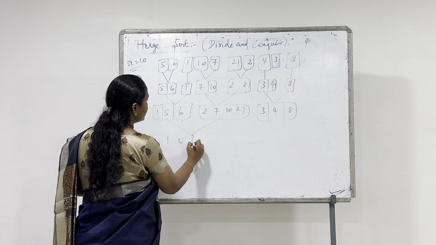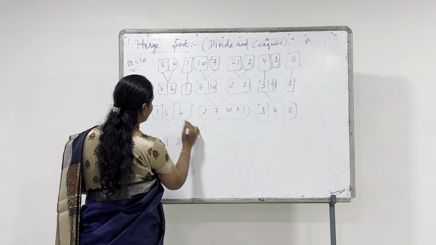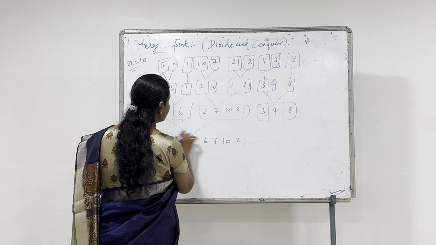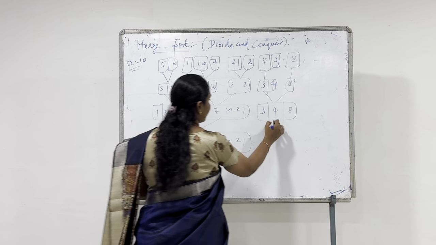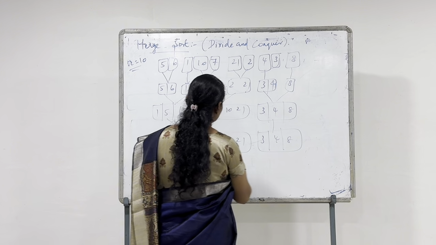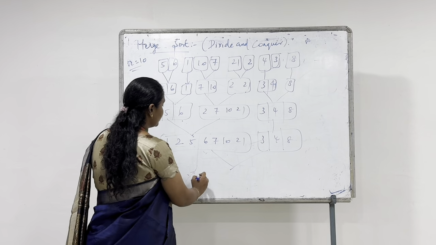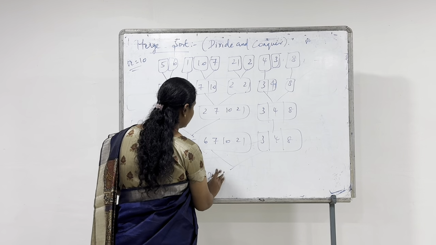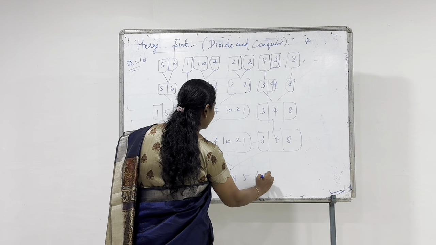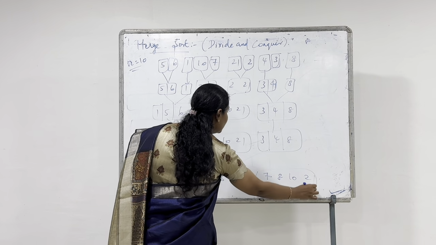1, 2, 5, 6, 7, 10, 21. This is one array. This is another array, 3, 4, 8. So finally we are going to sort and merge these two arrays. That is 1, 2, 3, 4, 5, 6, 7, 8, 10 and 21. So this is the sorted array.